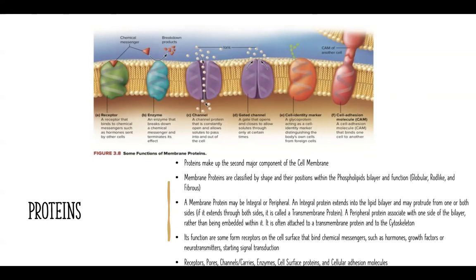Its functions are: some form receptors on the cell surface that bind chemical messengers, such as hormones, growth factors, or neurotransmitters, starting signal transduction; pores, channels, or carriers; enzymes; cell surface proteins; and cellular adhesion molecules.